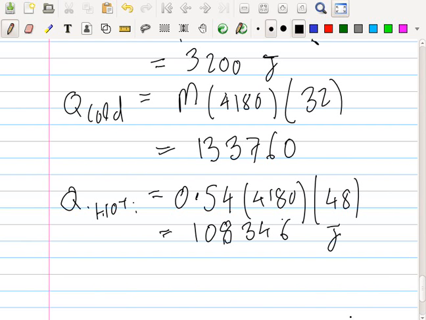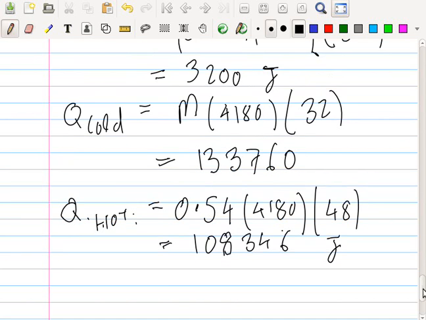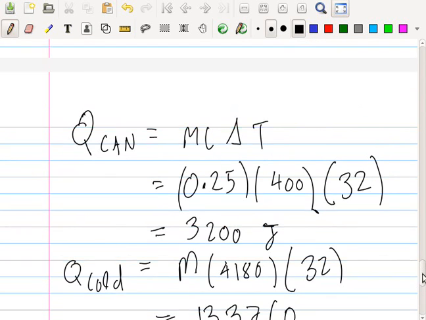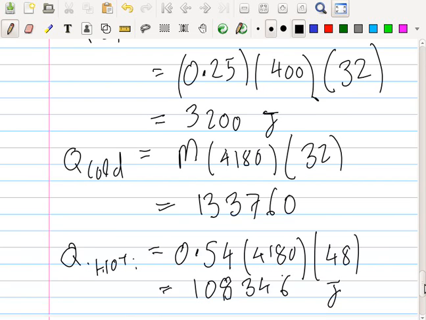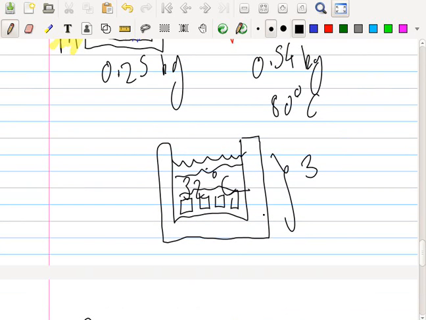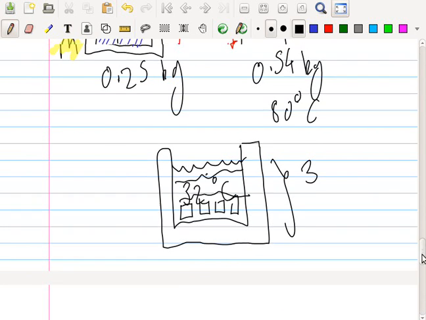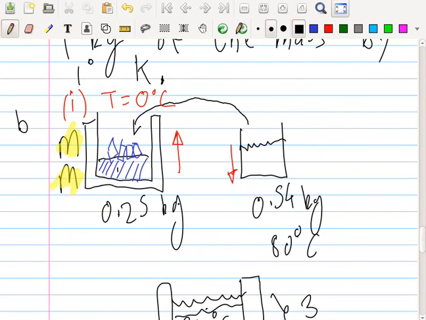Nearly finished. What's the last thing I haven't looked at? I've done the can, the cold water, the hot water. I'm looking at each part of it. So the last thing I haven't looked at is the mass of the ice cubes.